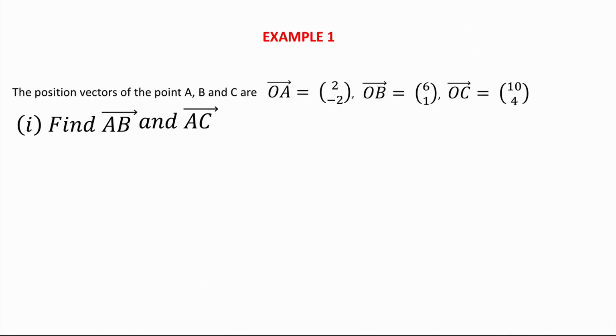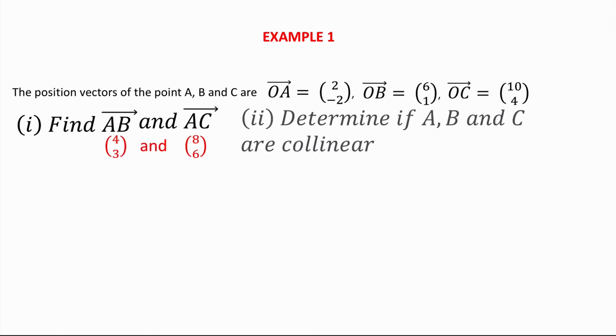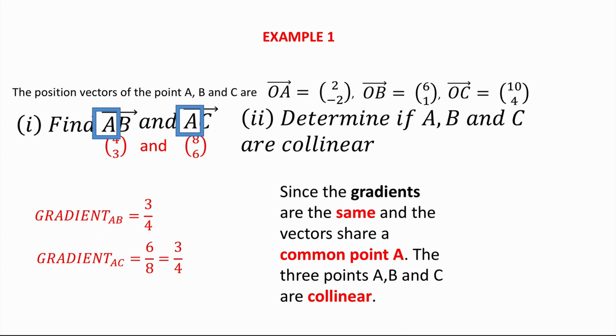Example 1, we had found AB and AC using the triangle law, and we had gotten 4, 3, and 8, 6. So the second part says, determine if A, B, and C are collinear. The first step, we choose 2 vectors. We already have AB and AC. So we find the gradient of these 2 vectors. The gradient of AB would be 3 over 4, and the gradient of AC would also be 3 over 4. Now, since the gradients are the same and they share a common point A, the 3 points A, B, and C are collinear.